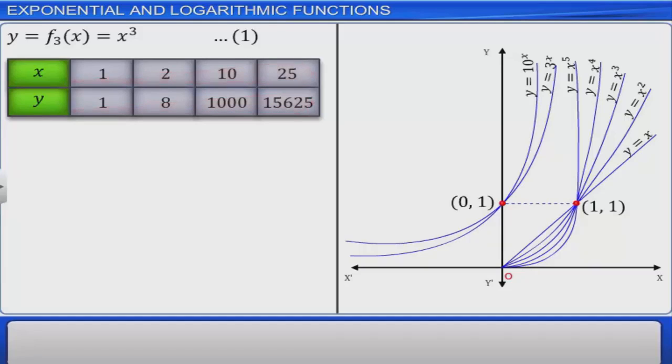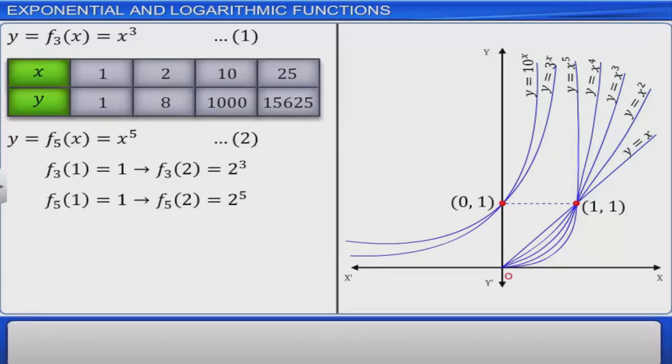Consider another function y is equal to x raised to the power 5. Here we see that as x increases from 1 to 2, f3 of x increases from 1 to 2 cubed, and f5 of x increases from 1 to 2 raised to the power 5. Observe that for the same increment in the value of x, f5 of x increases faster than f3 of x.